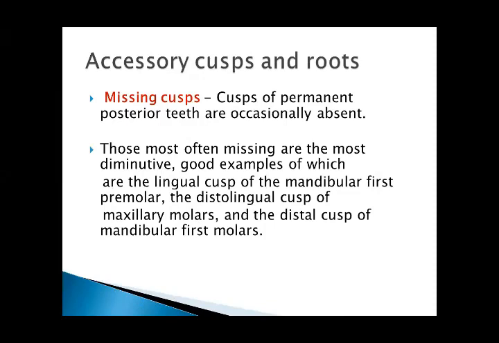Missing cusps. Cusps of permanent posterior teeth are occasionally absent. Those most often missing are the most diminutive, good examples of which are the lingual cusp of the mandibular first premolar, the distal lingual cusp of maxillary molars, and the distal cusp of mandibular first molars.